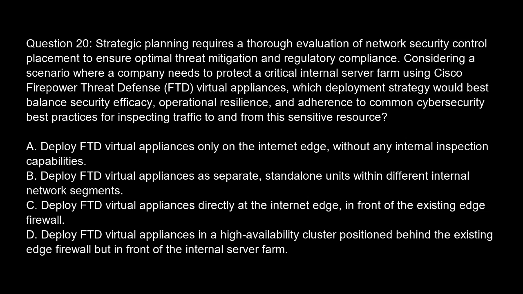Option A. Deploy FTD virtual appliances only on the internet edge, without any internal inspection capabilities. Option B. Deploy FTD virtual appliances as separate, standalone units within different internal network segments. Option C. Deploy FTD virtual appliances directly at the internet edge, in front of the existing edge firewall. Option D. Deploy FTD virtual appliances in a high-availability cluster, positioned behind the existing edge firewall, but in front of the internal server farm.